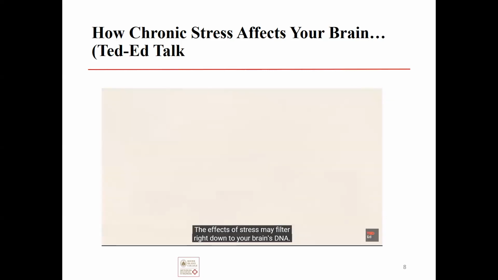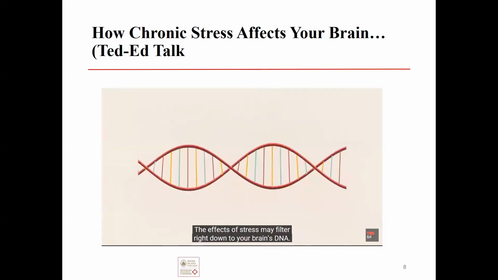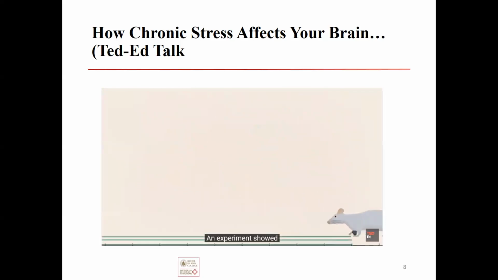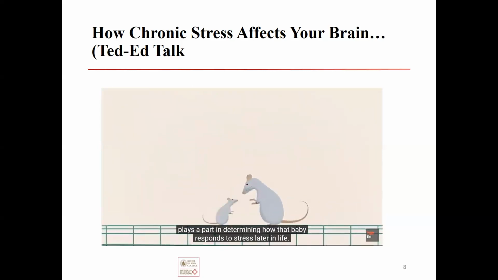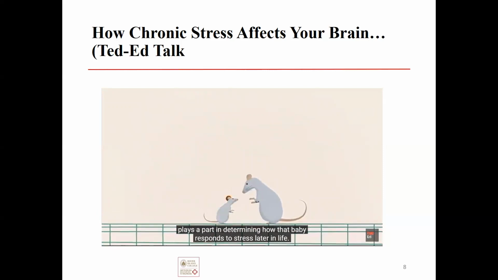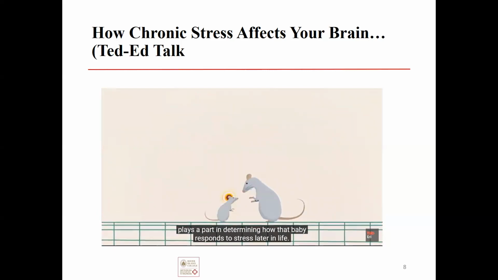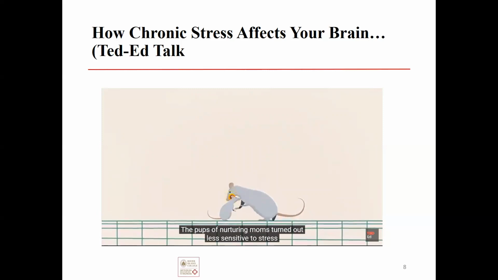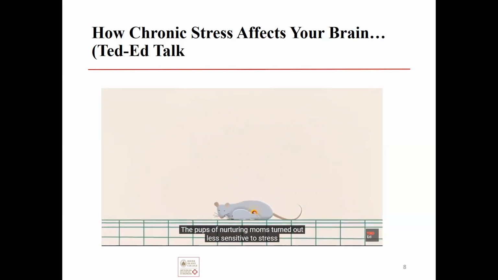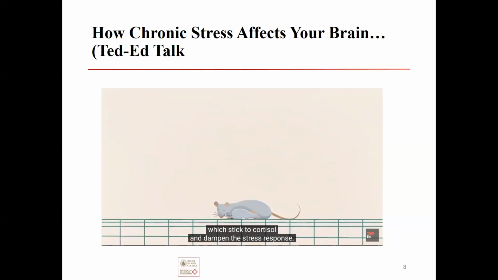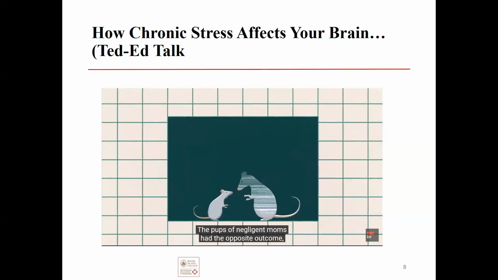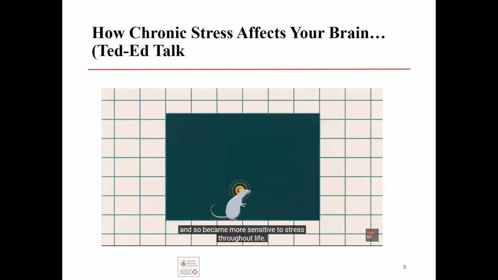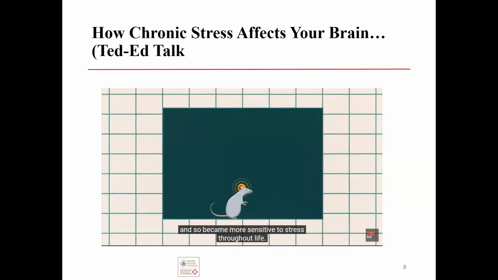The effects of stress may filter right down to your brain's DNA. An experiment showed that the amount of nurturing a mother rat provides its newborn baby plays a part in determining how that baby responds to stress later in life. The pups of nurturing moms turned out less sensitive to stress because their brains developed more cortisol receptors, which stick to cortisol and dampen the stress response. The pups of negligent moms had the opposite outcome, and so became more sensitive to stress throughout life.